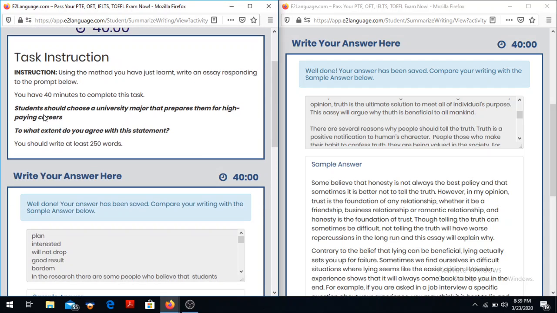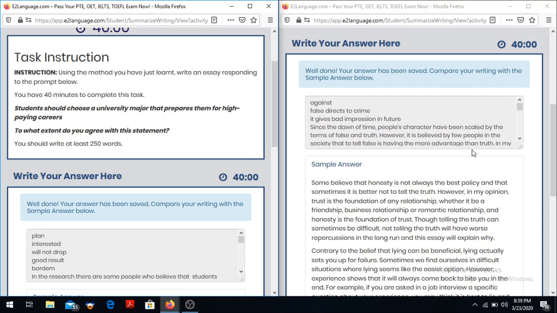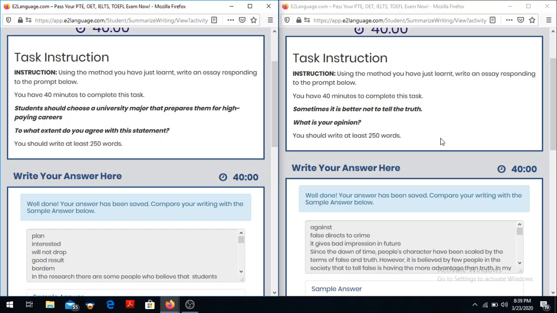The question is: students should choose a university measure that prepares them for a high-paying career. So let's see this one. The next question is, sometimes it is better not to tell the truth.